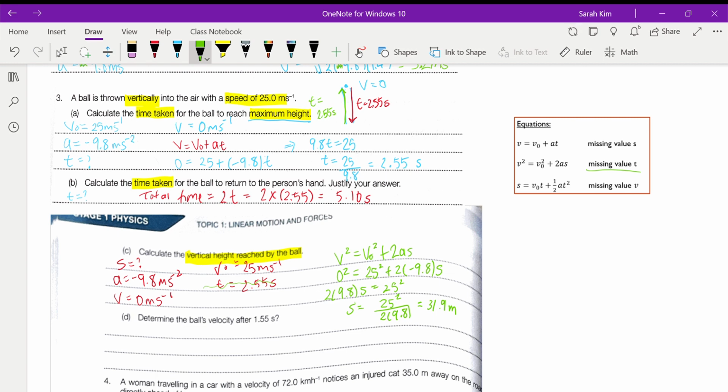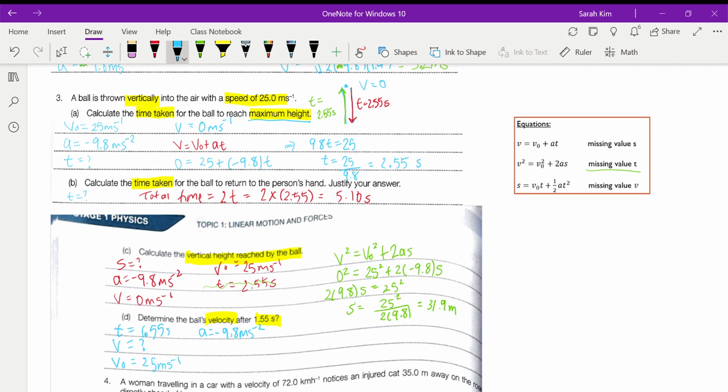Alright, last question for that part. Determine the ball's velocity. So we're trying to figure out the velocity after 1.55 seconds. So t, obviously I should highlight this. So time is 1.55. Now I'm trying to find the velocity, so v final. My initial should always be 0. Oh, my bad, actually. This was going at 25 meters per second. And I've got my acceleration.